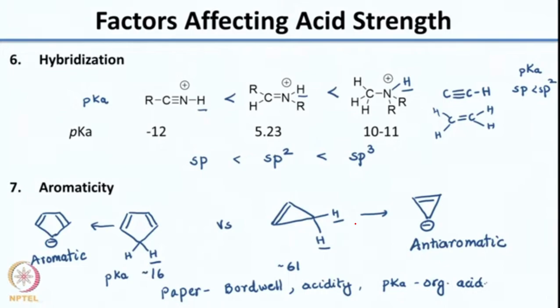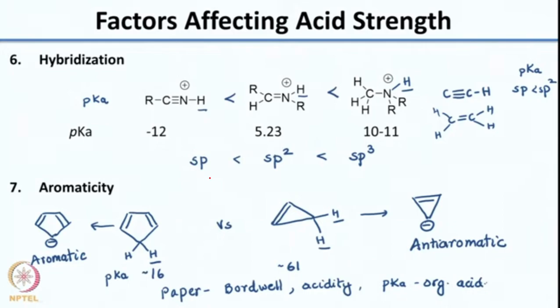Now the sixth factor is hybridization. I hope all of you know about the hybridizations sp, sp2 and sp3. In sp3 we don't have any double bond. In sp2 hybridization a double bond is there, and in sp hybridization we have a triple bond. While talking about acidity, when the s character increases, the acidity also increases. This is a direct relation.